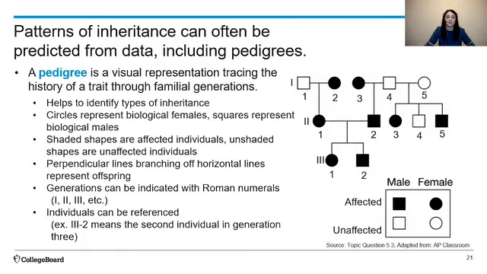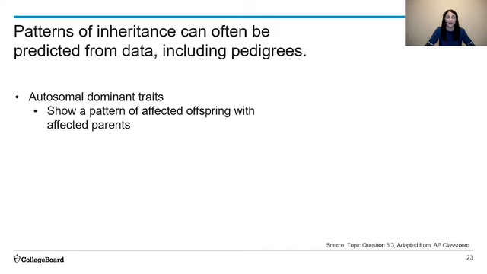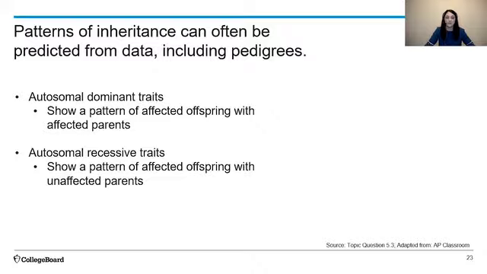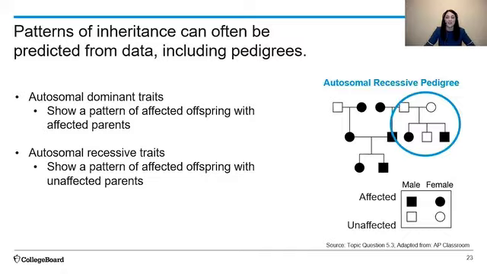So let's look at an example of a pedigree and how we could use that to determine the pattern of inheritance. If we have an autosomal dominant trait, autosomal meaning it's on a non-sex chromosome, then it's going to show a pattern of affected offspring that have affected parents. And if we look at autosomal recessive traits, we'll see that there's a pattern of affected offspring that have unaffected parents. So if we look at this pedigree, we notice that there are some offspring that are affected by the trait, but their parents are not. So that is a pattern that is indicative of autosomal recessive traits.